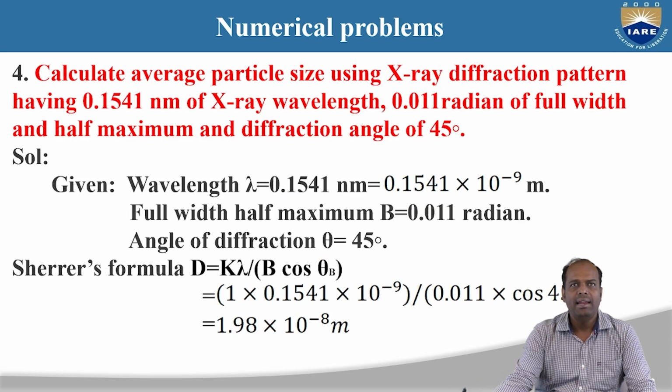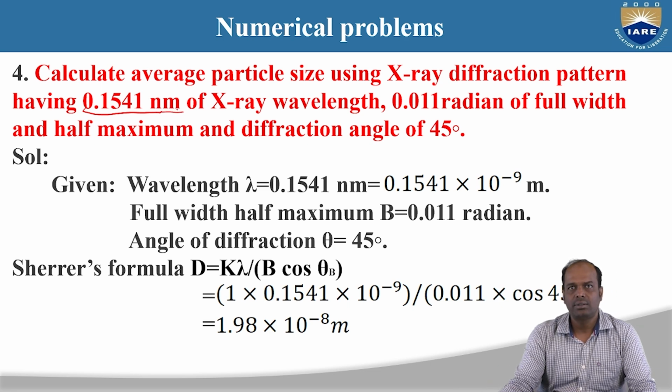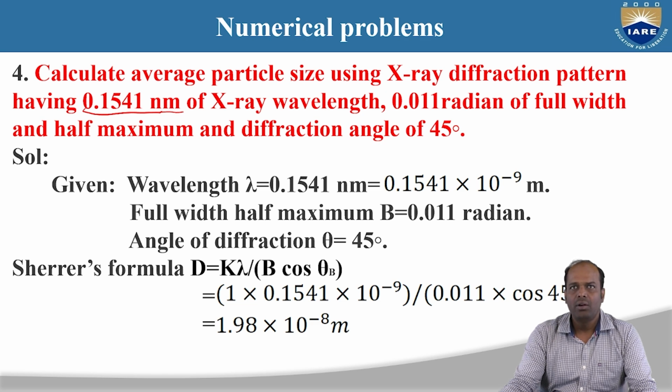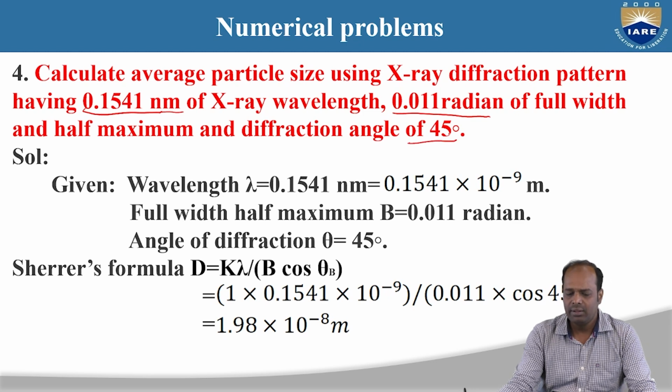Next problem. Calculate the average particle size using an X-ray diffraction pattern having 0.1541 nanometers of X-ray wavelength. This means the X-ray diffraction wavelength is 0.1541 nanometers. They are also given the full width of maxima, 0.11 radian. Then the diffraction angle is 45 degrees.